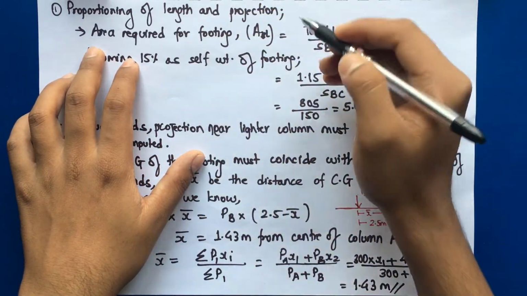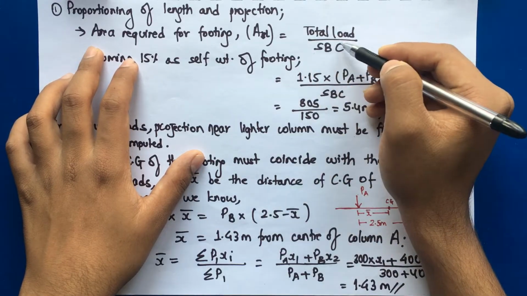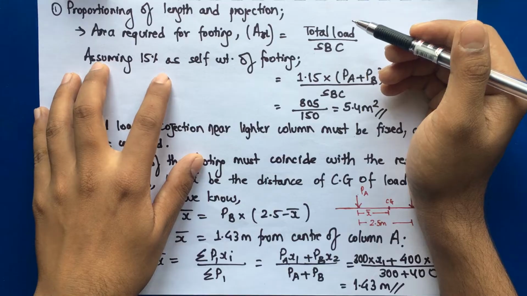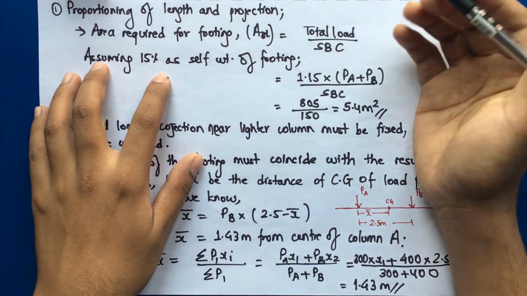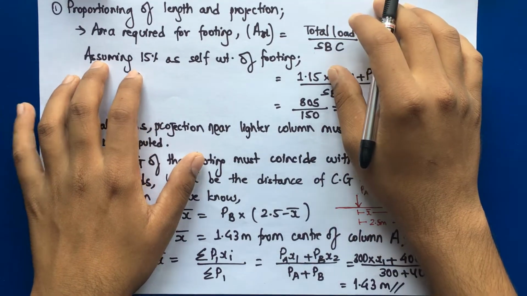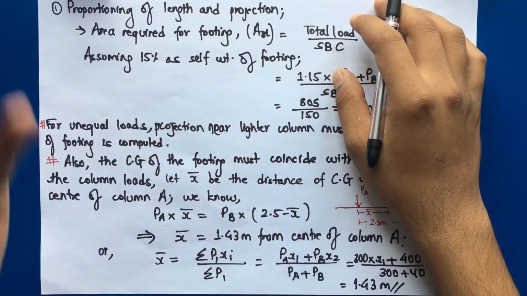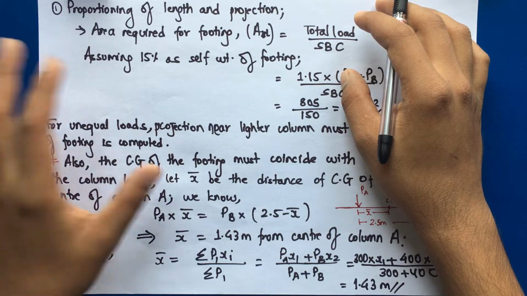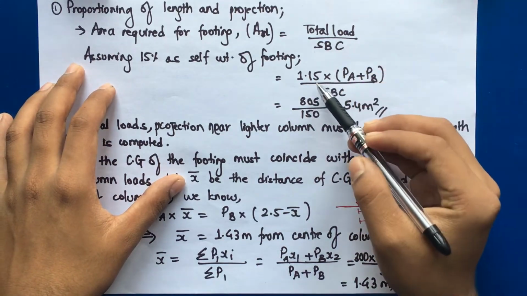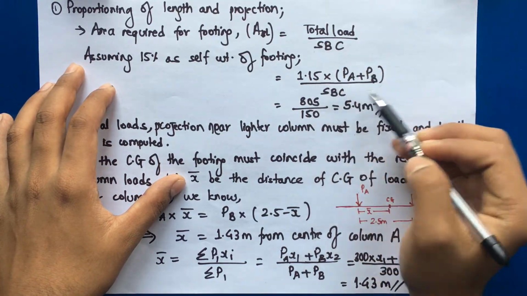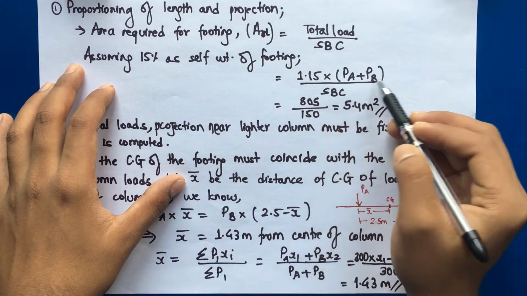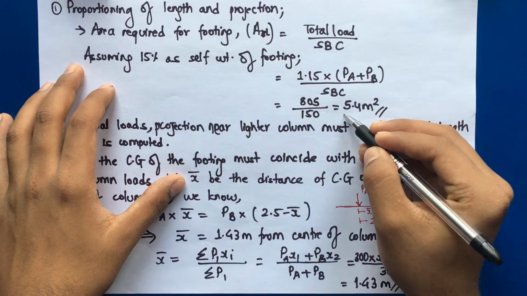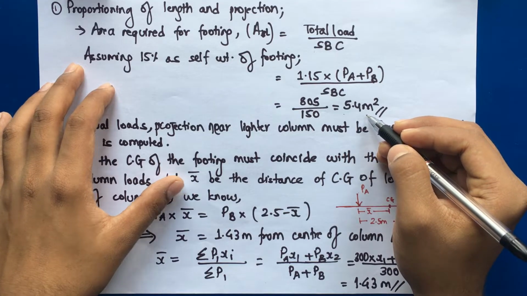The area required for footing is equal to total load divided by soil bearing capacity, and for this case we'll assume 15% as the self weight of footing, or you may also consider 10%. But for keeping it safe for the gross bearing capacity, I am assuming 15%. So 1.15 times the service load, 1.15 times PA plus PB, and this comes as 805 divided by 150. So the area required is 5.4 meters square.